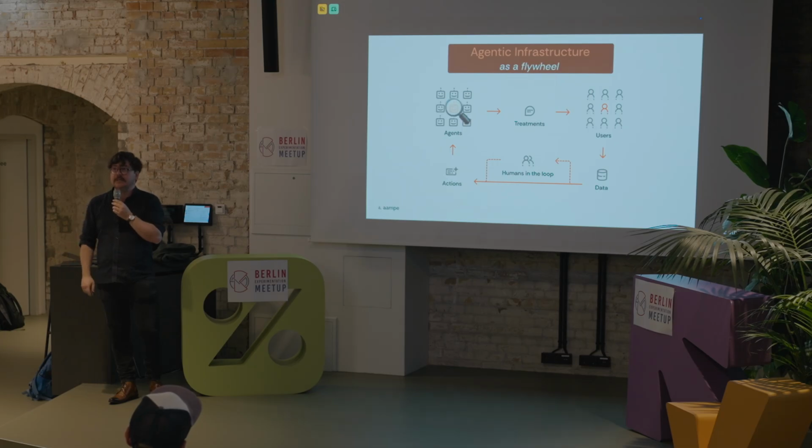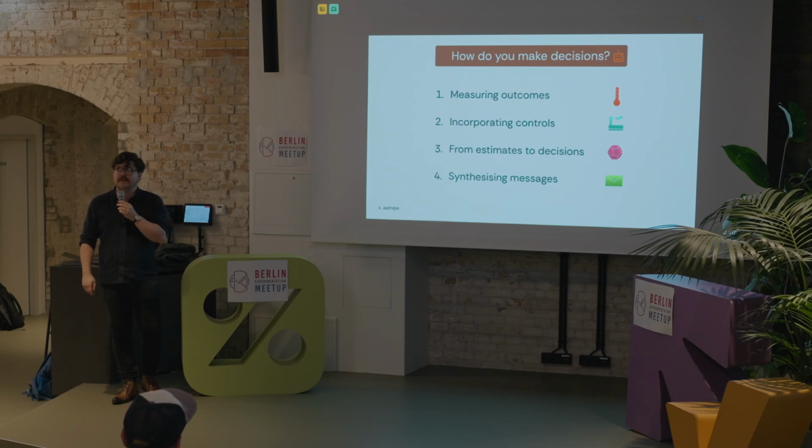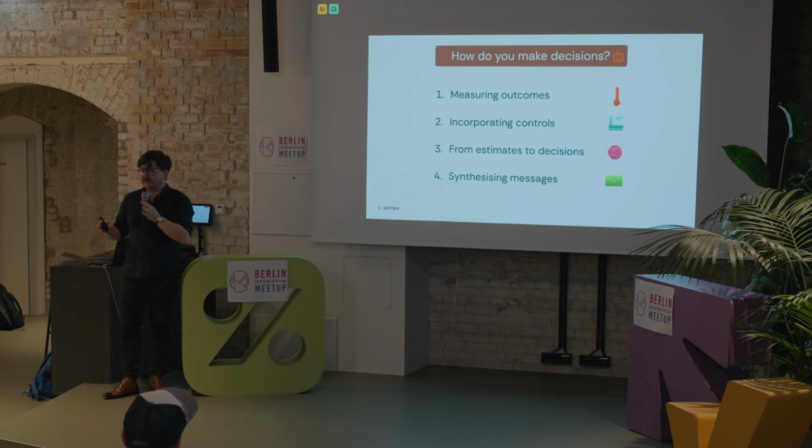But how do these agents work? That's going to be the core thing I'll talk about for the next couple of slides. There will be a few equations, but I don't think it's anything bad. Essentially, if you're an agent who wants to make a decision in a fully automated way, I would say there are four different steps.